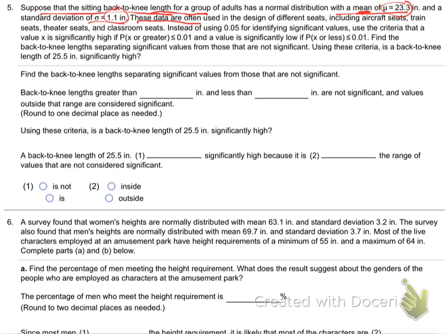These data are often used in the design of different seats, including aircraft seats, train seats, theater seats, and classroom seats, right? Because they want seats that'll fit the average person.